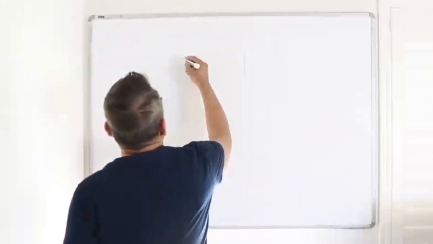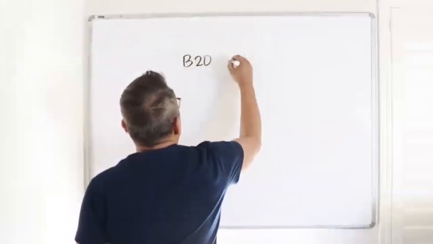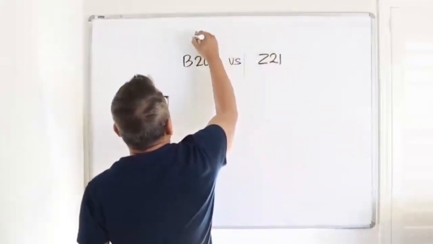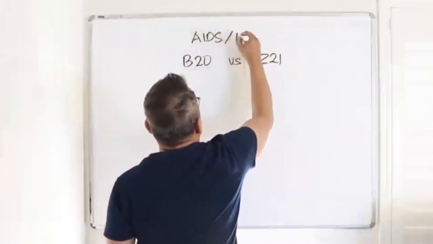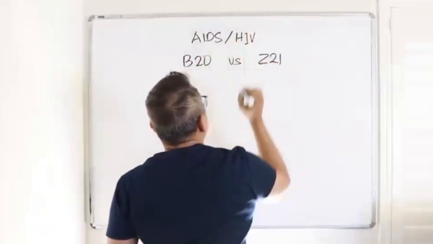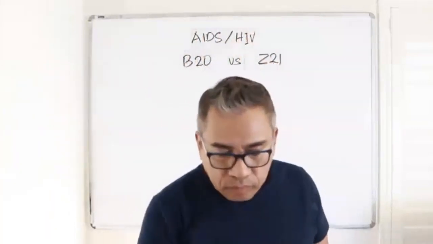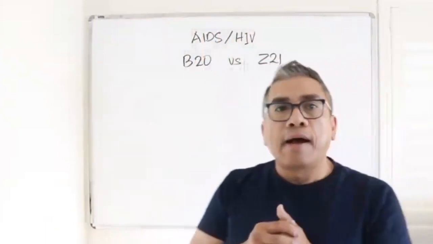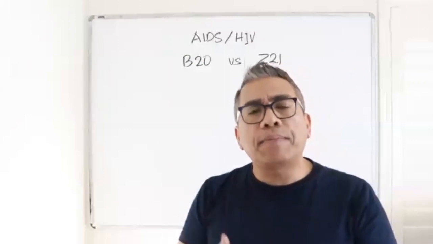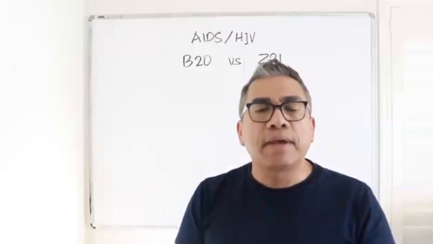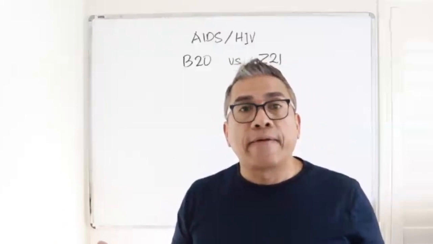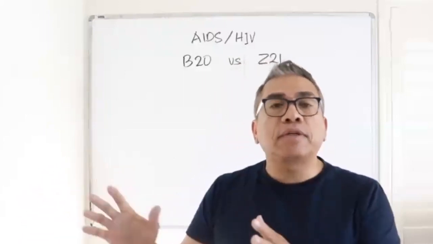Okay, let's write those codes, guys. B20 versus Z21. We're talking about AIDS or HIV. Okay. So what we just read, guys, from the guidelines is how do you code a patient who is HIV positive but is not showing any signs of being sick? The patient did not have any history of hospitalization.